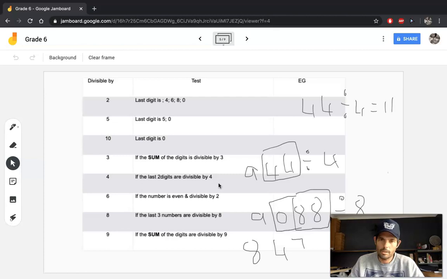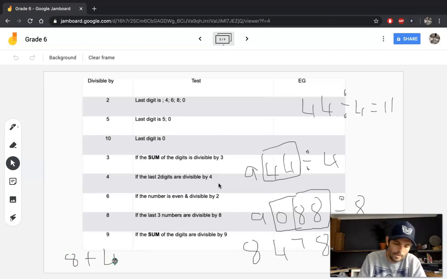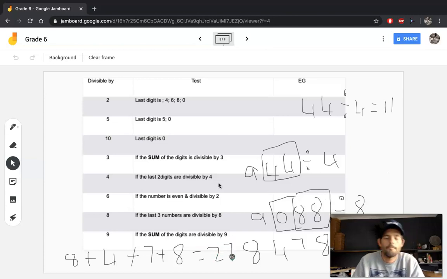But if I had to say 8,478, if I gave you that number and you added up those individual digits, 8 plus 4 plus 7 plus 8, that should give you 27. Now 27 can be divided by 9. 9 goes into 27 3 times. So therefore 8,478 can be divided by 9.